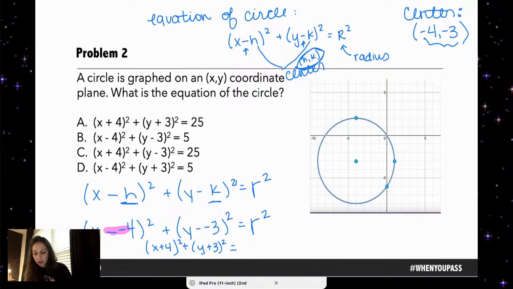equals r squared. Now, when I look at my answer choices, I literally only see one answer choice that is correct. That has x minus, that has y minus, that has x minus. So I don't even need to figure out my radius. A is the only correct answer. Now, I want you to get in the habit of using those answer choices to help you.